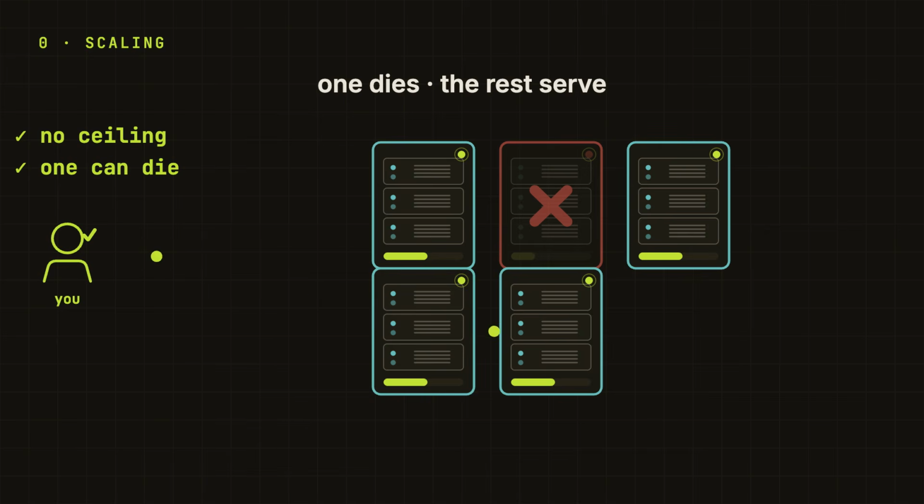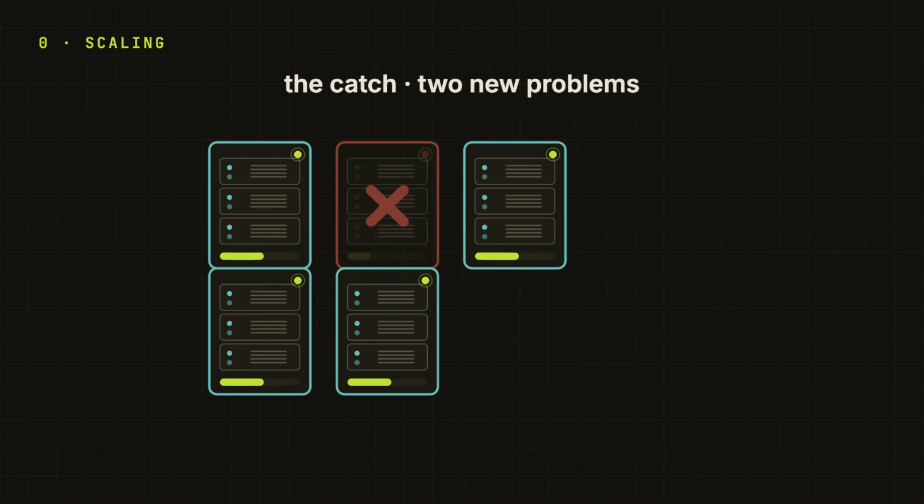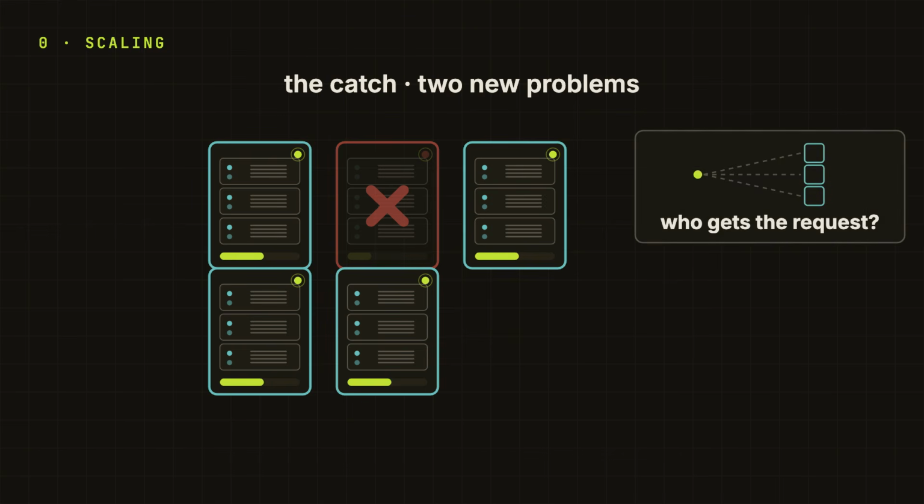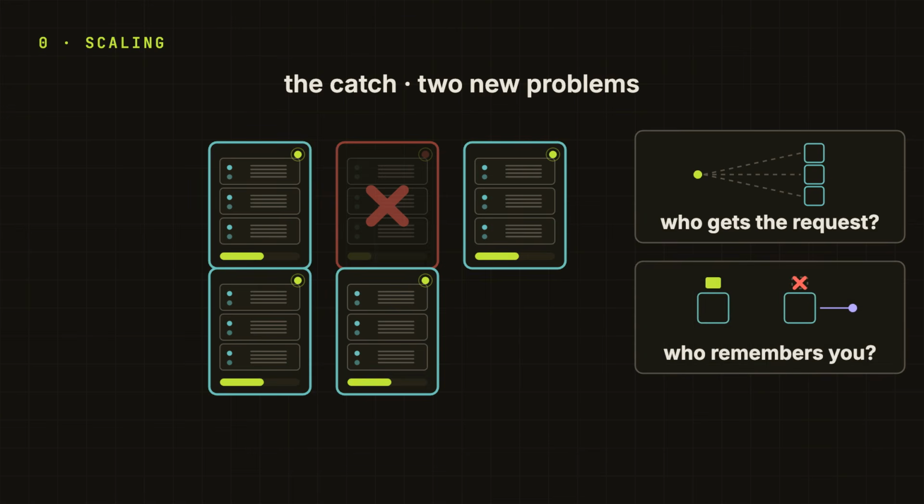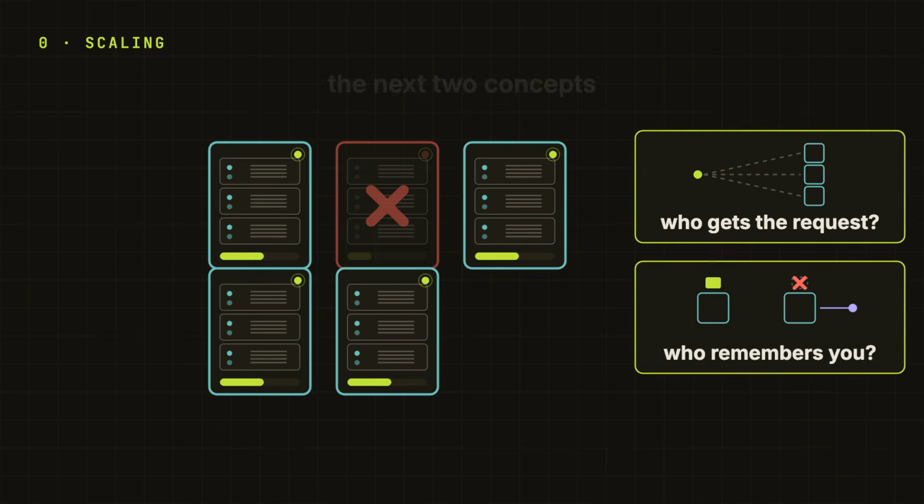The catch is that it is more complex. Now you have many machines and you need something to spread the traffic across them, and they cannot each keep their own private memory of users. And solving those two problems is literally the next two concepts.